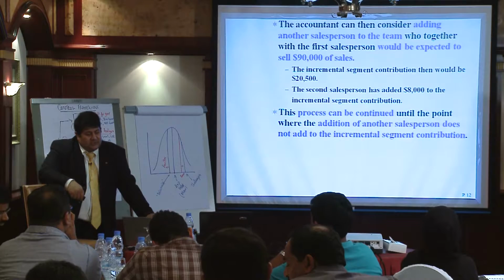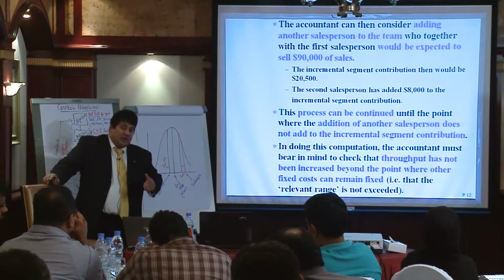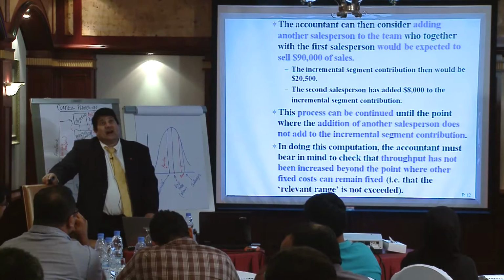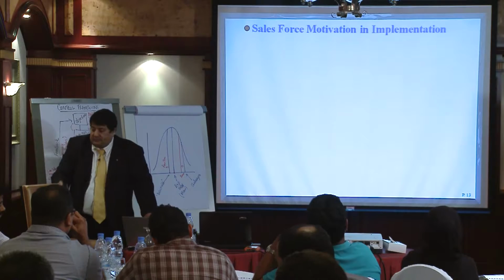So this process will continue until an additional salesman does not add to incremental sales contribution, but there would be a margin of safety. You have to also remember that throughput has not increased, so you can't keep on adding salesmen even if there's a margin of safety, because there may be other fixed costs. You may need more officers, more rent of space. So you must make sure that other things have not changed. Okay, now let's look at implementation.